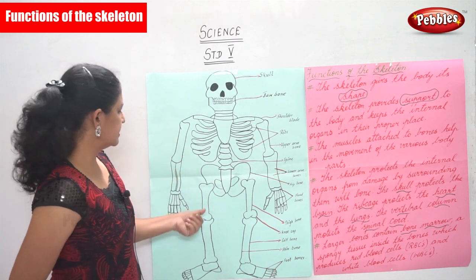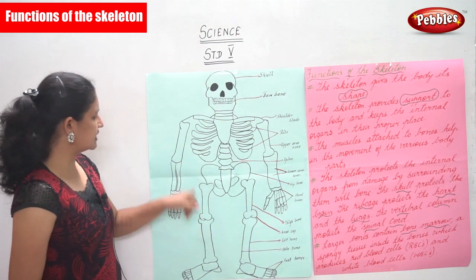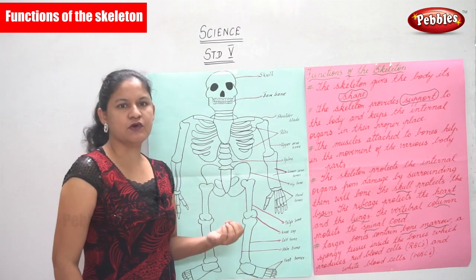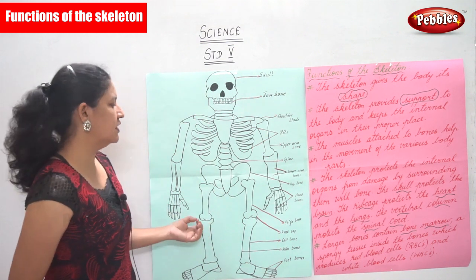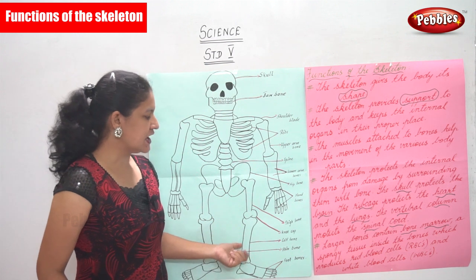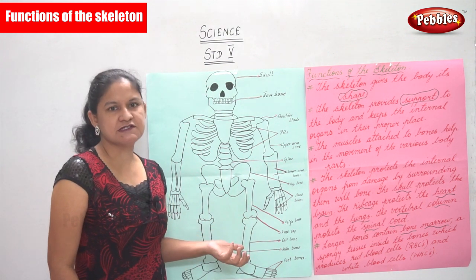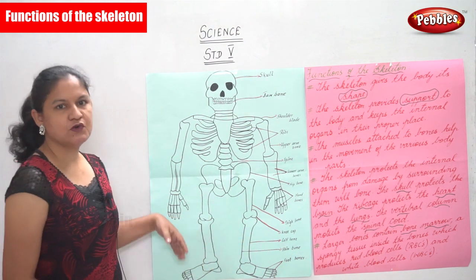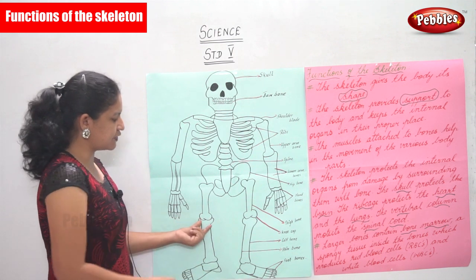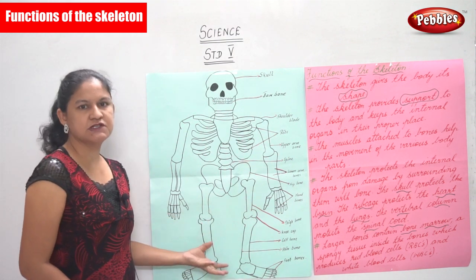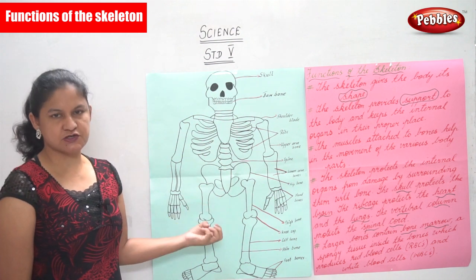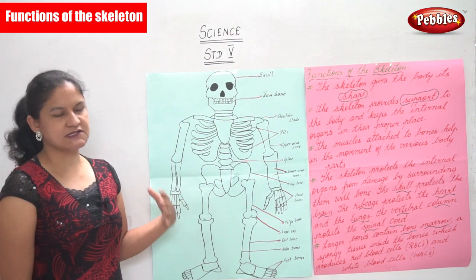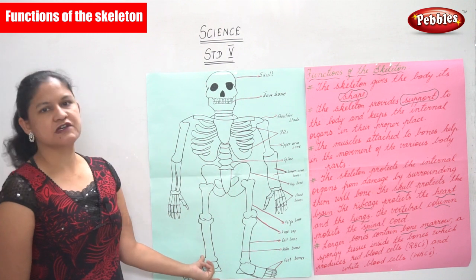The larger bones, if you have a look at these bones, you see that the larger bones contain bone marrow. The bone marrow is a spongy tissue that is found inside the bones and which produces the red blood cells and the white blood cells. So the bone marrow that is present inside the larger bones is a spongy tissue that produces the red blood cells and the white blood cells. So this is the structure of the skeleton.